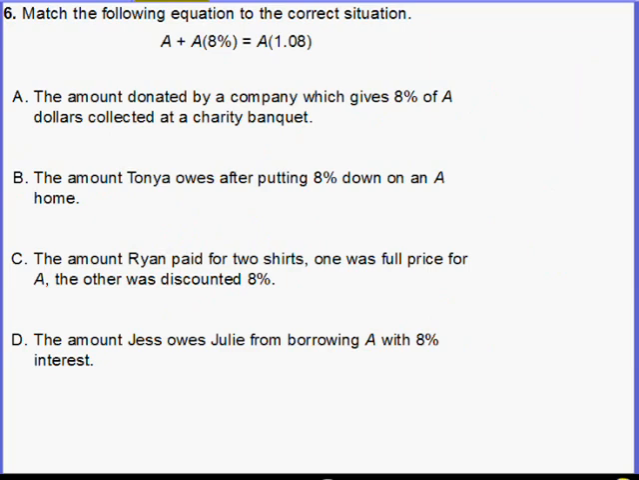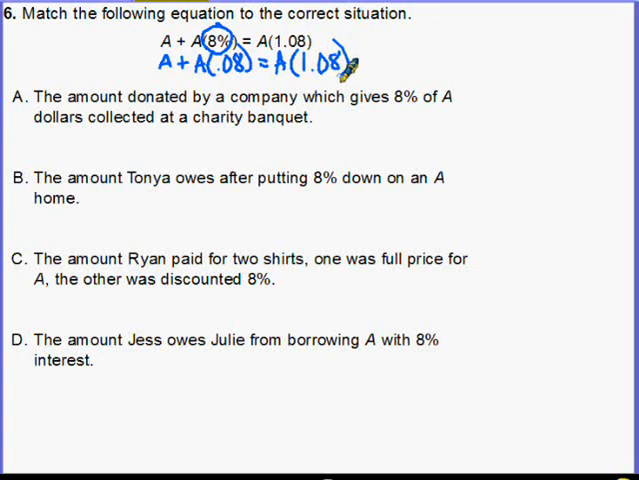I did have one more I wanted to go over with you guys. It's a word problem. Maybe this will help you all out. Match the following equation to the correct situation. Okay? So we have some variable plus 8% of a variable equals the variable times 1.08. Okay? Now, several things I want to just point out. 8%, the way you write that as a number is 0.08. Okay? I wasn't sure if you guys remember that from last year.